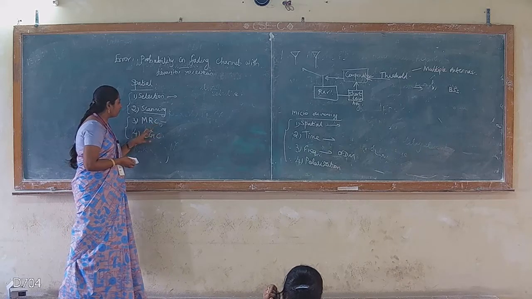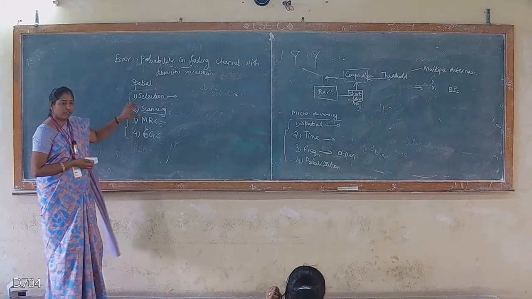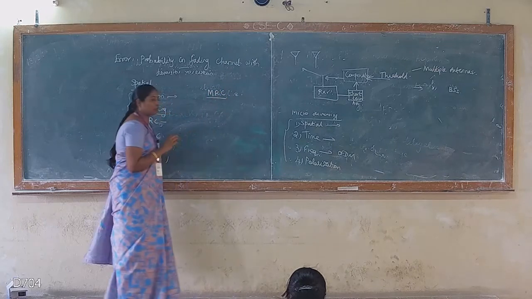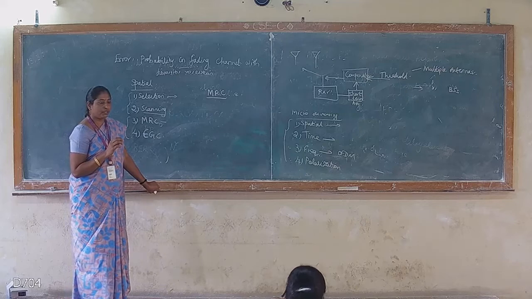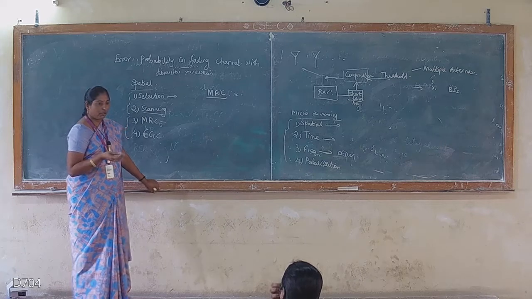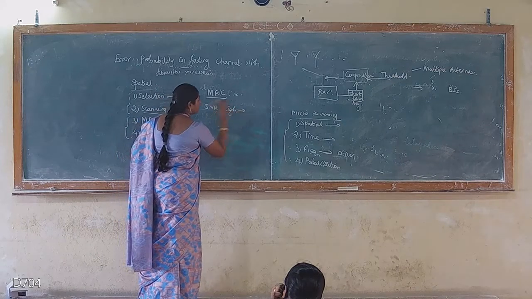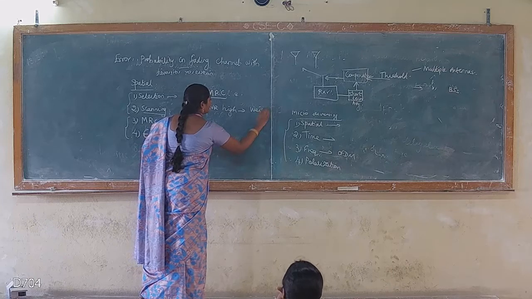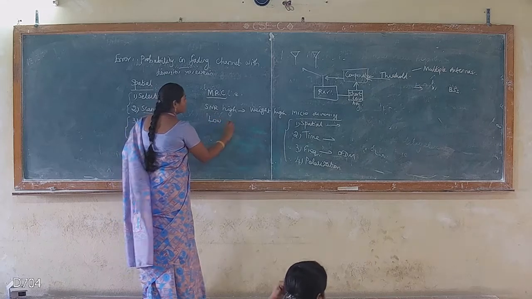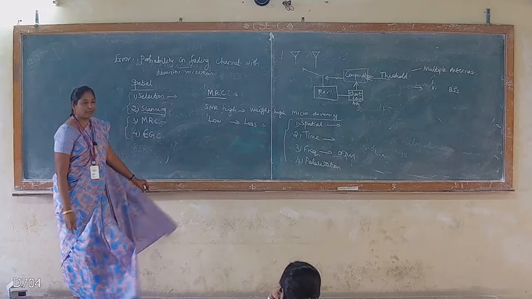Clear? So what is the difference between maximal ratio combining and EGC, equal gain combining? The principle of maximal ratio combining is, first we have to calculate the instantaneous SNR of every branch. Based on the instantaneous SNR, we apply some weight to every branch. If the SNR is high, the weight allocated to that branch is high. If the branch SNR is low, low SNR means less weight. That is the principle of maximal ratio combining.